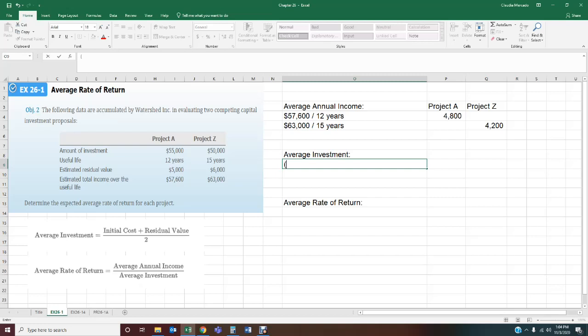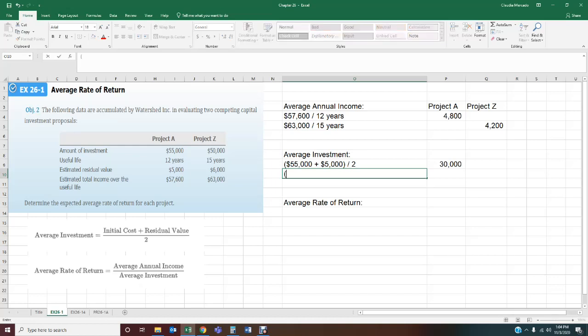Okay, so my initial cost, how much are you investing into this project? Well, I'm investing $55,000. Okay, so let's put those $55,000. I'm going to add my residual value. The problem says that you have an estimated residual value for project A of $5,000. Okay, and then I am going to divide by 2. Okay, so let's see what that gives us. That gives me $30,000, okay, for project A.